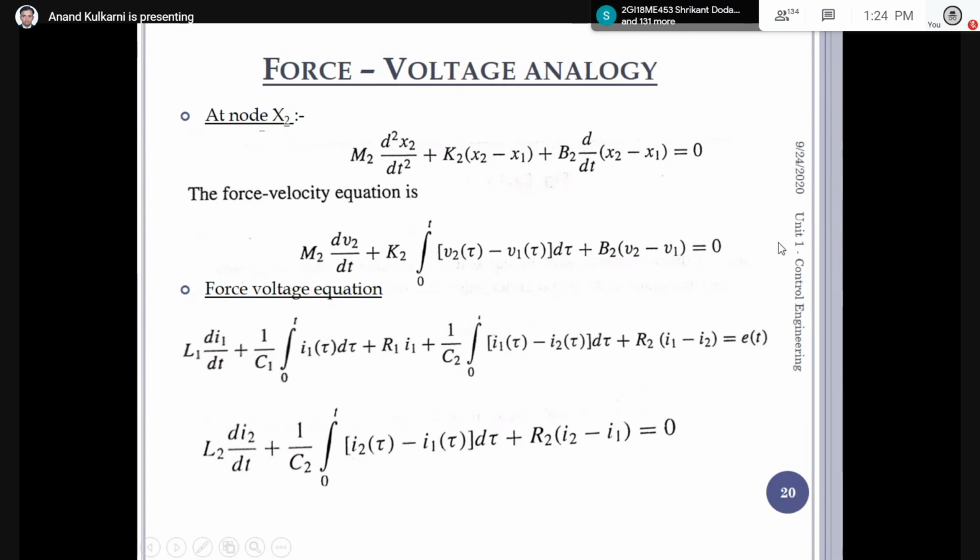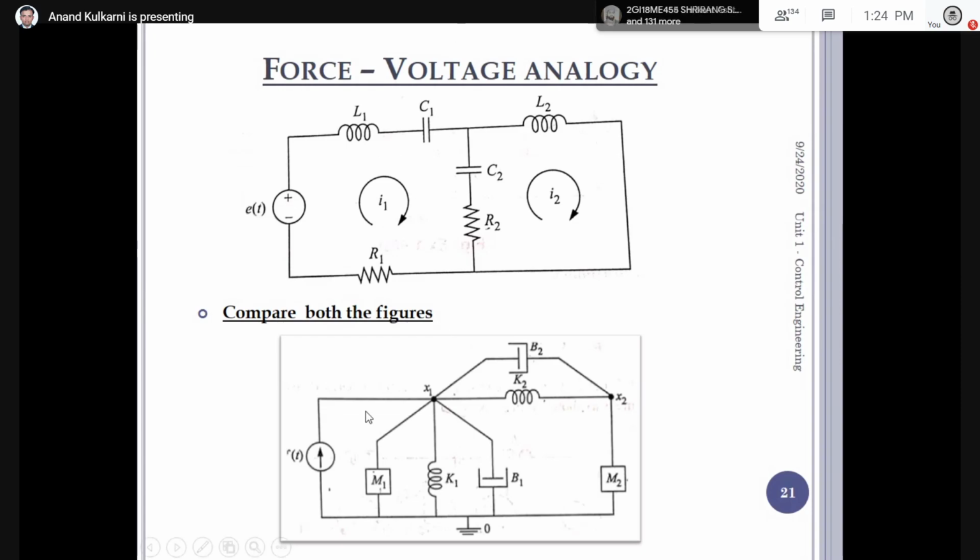Now, similarly, for equation number 2, again replace these terms with the corresponding equivalent electrical terms. Now you can just see here, this is how we are going to get it. One important difference you can see is, in case of force voltage, as I told, the things are to be connected in series, whereas in case of force current, they have to be connected in parallel. Now, if you see here, they are connected in series.